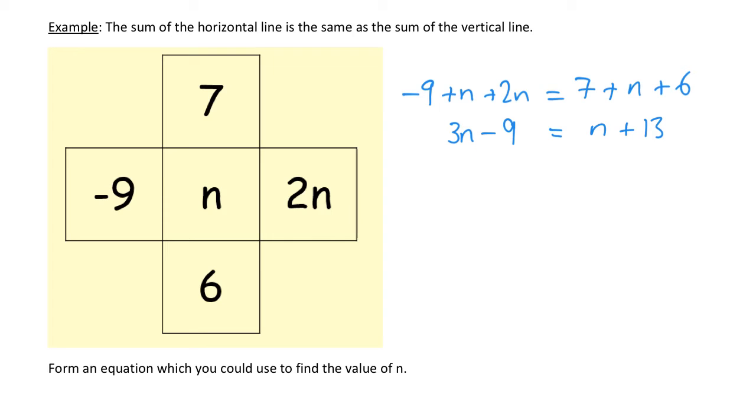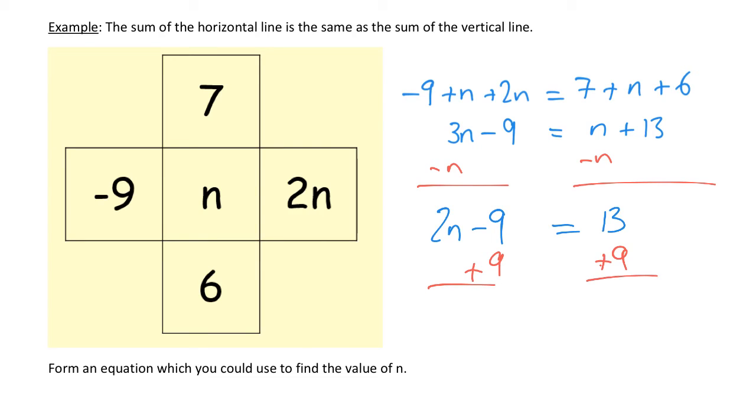So what we've got is n on both sides of the equation, and we need to try and make it so that n is only on one side, and the single n on the right hand side is the smallest number, so we need to get rid of that. So if we take away an n from both sides, we get 2n take away 9 equals 13. Then we can add 9 to both sides, and that will remove the 9. And we get 2n equals 22, and divided by 2 we get n equals 11. So when n equals 11, the horizontal row will equal the vertical line.